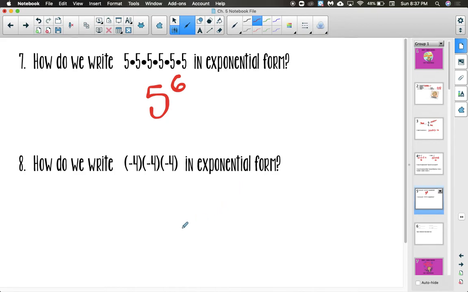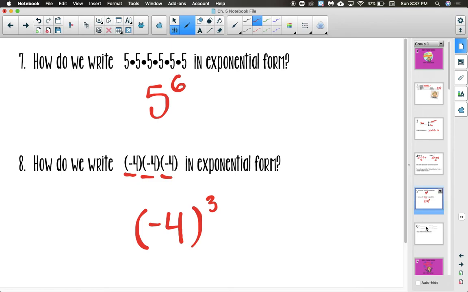Number 8, how do we write -4 times -4 in exponential form? Well, we have -4 as our base, so in order to make our base negative, we have to put it in parentheses, and then outside the parentheses, we put a 3, because there are 3 -4s in that problem.